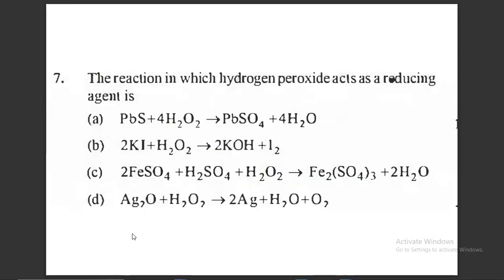Moving on to question number 7. The reaction in which hydrogen peroxide acts as a reducing agent is... So in silver oxide, the oxidation number of silver is plus 1, and in silver, the oxidation number is 0. There is a gain of electrons, hence hydrogen peroxide acts as a reducing agent. So question 7 would be option D.